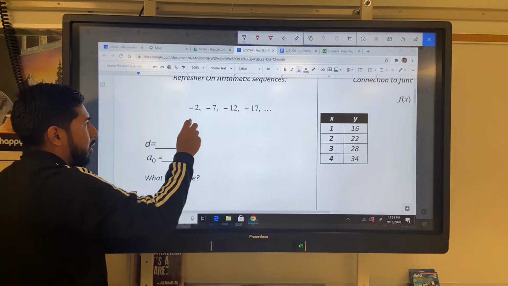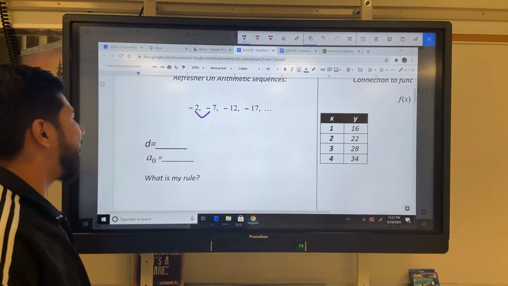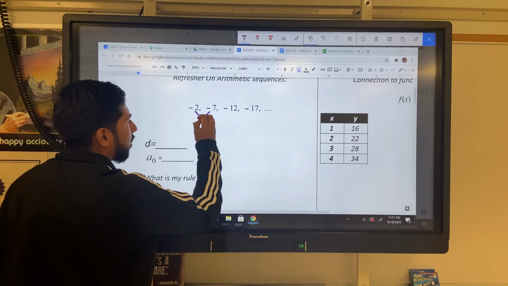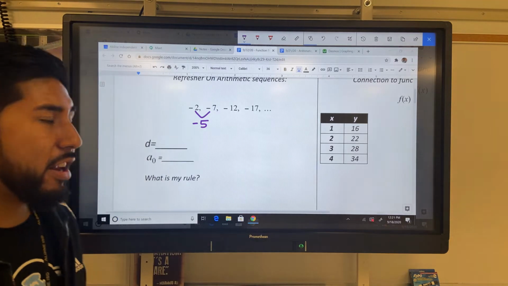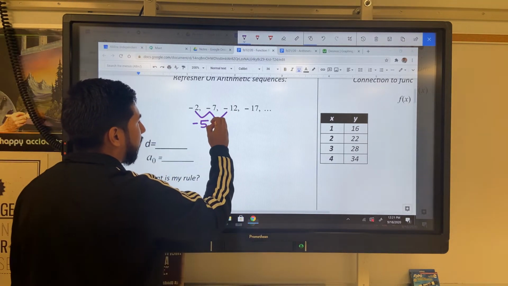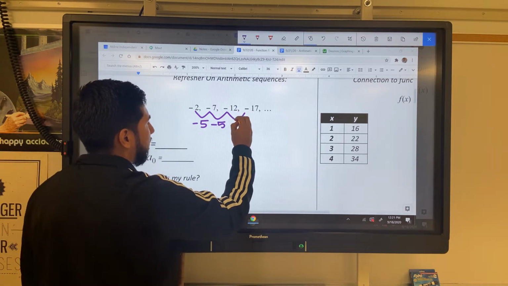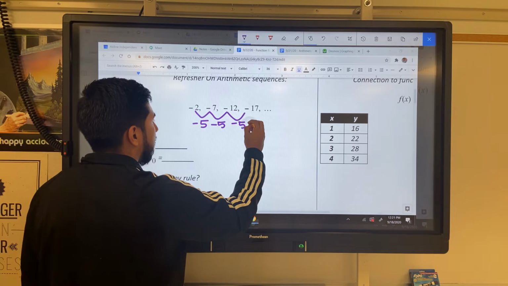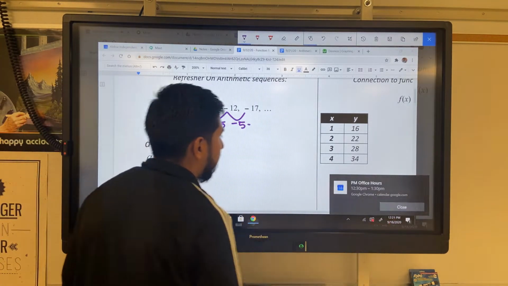So we should be able to look at this. How did I get from -2 to -7? It's -5. Numbers are increasing, but they're negatives. That means I have a negative difference. Go to the next one. -7 minus 12, -5. -12 to -17, -5. That means this is my difference.